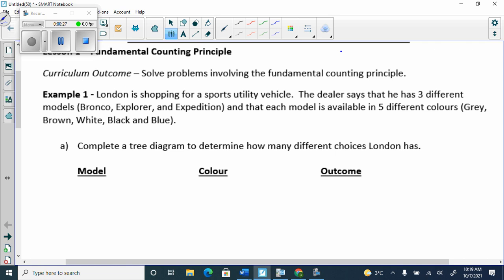So here we have: solve problems involving the fundamental counting principle. Here's my question. London is shopping for a sports utility vehicle. The dealer says that he has 3 different models, Bronco, Explorer, and Expedition, and that each model is available in 5 different colors, gray, brown, white, black, and blue. Complete a tree diagram. Please pay attention, because you're going to go do a tree diagram soon, and you're all going to do it wrong.